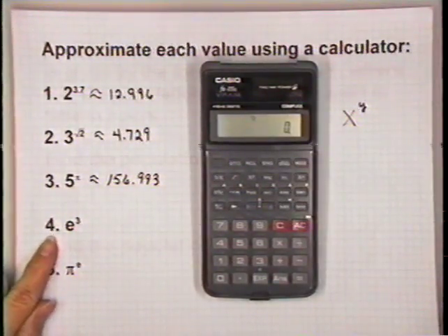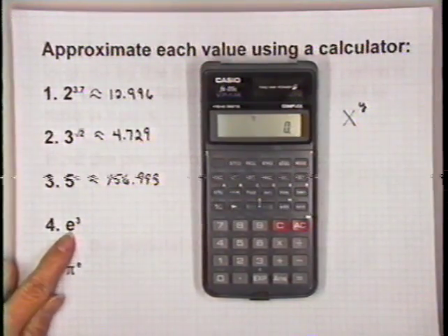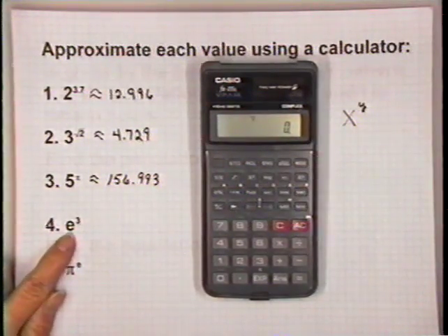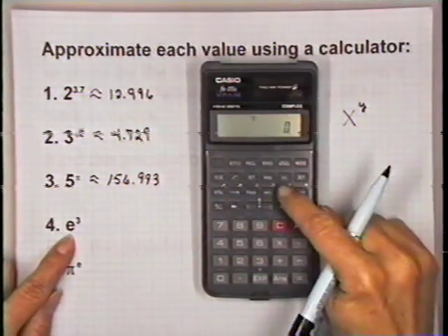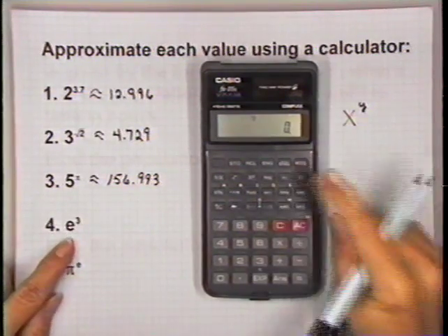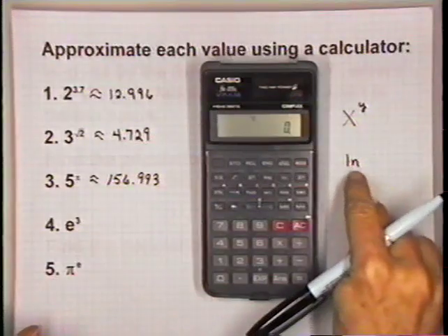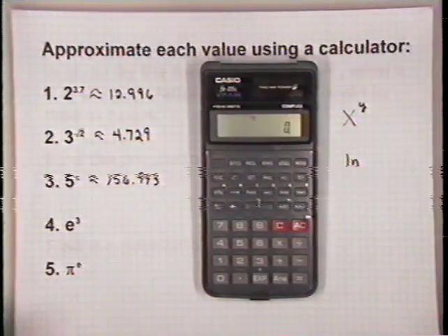Okay, now let's come down here to number 4, and you'll notice here we have that number e that we discussed a while ago, and I want to do e to the third power. Now, because e is a special number, our calculator has a special key for powers of e. Now, I know that you're not going to be able to see that on my calculator, but I want you to notice right here there's a little key that has LN written on it, and we'll talk more in a later lesson about what LN means.